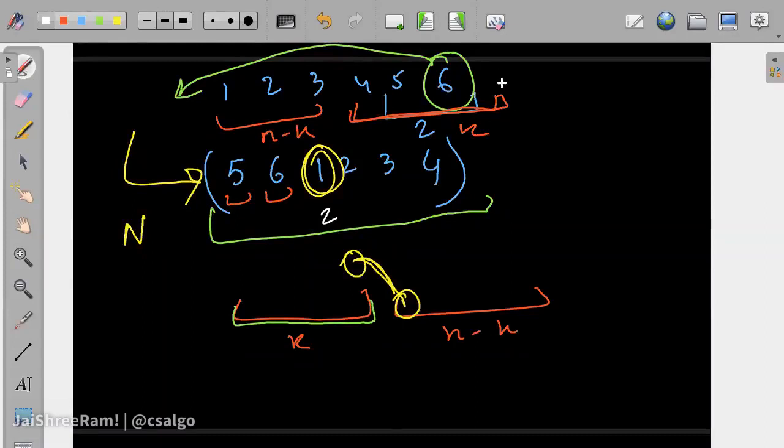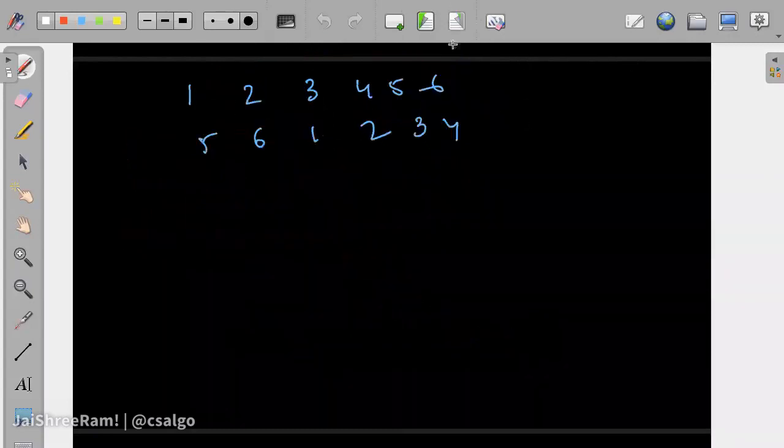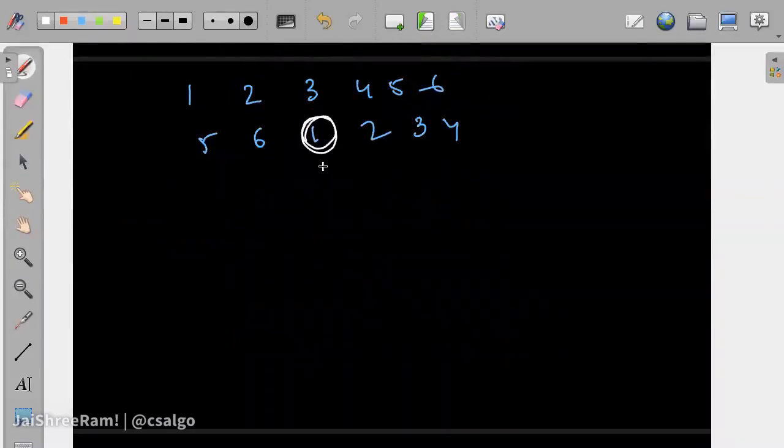One more thing, in this problem we assume that this particular array has all distinct elements. Elements are not the same for now. So now we need to find the smallest element. How do we search for this smallest element in this rotated array?